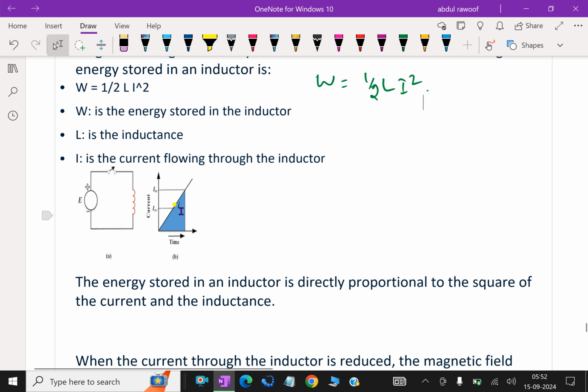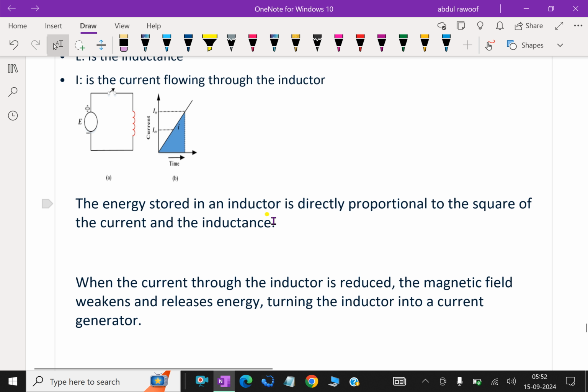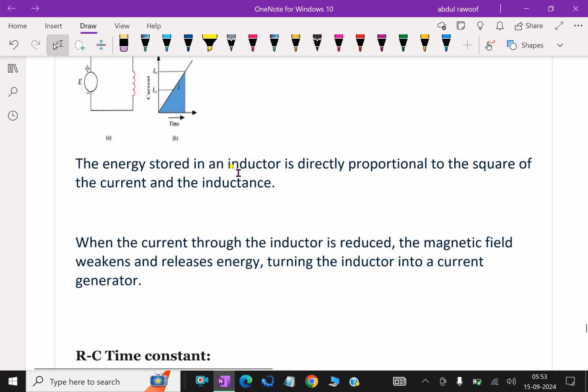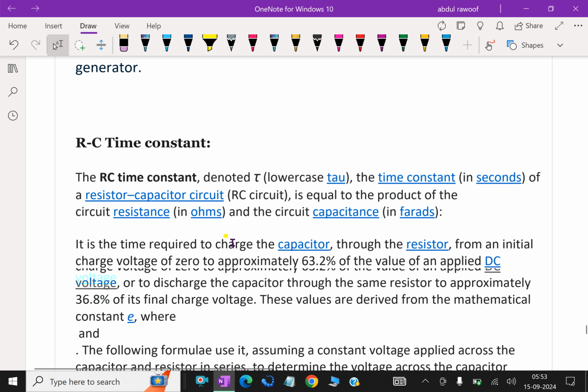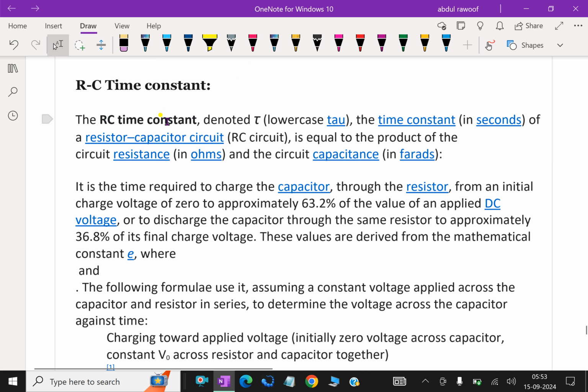Look here, the shading is the energy stored. The area shows the energy stored. The energy stored in an inductor is directly proportional to the square of the current and the inductance. When the current through the inductor is reduced, the magnetic field weakens and releases energy, turning the inductor into a current generator. Next, what is the RC time constant?